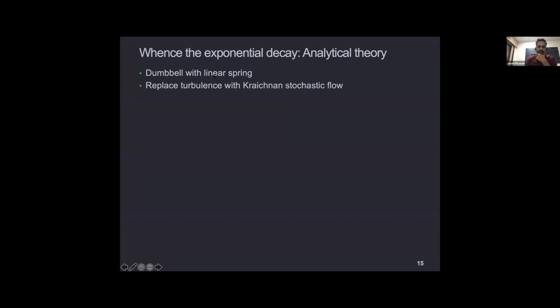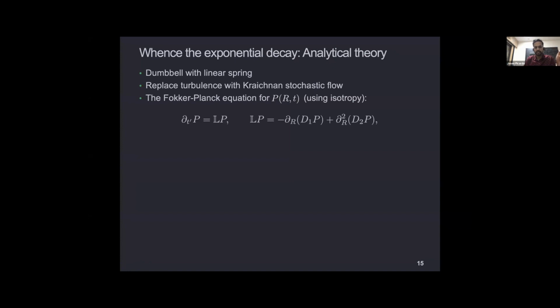So what we do is we can use just a dumbbell model and replace the turbulent flow field with a Kraichnan random flow. So we just have a Gaussian fluctuating velocity gradient for every chain. And then you can write a Fokker-Planck equation. And it turns out that in this equation, we include scission through the boundary conditions by setting the probability distribution to 0 at the scission length.